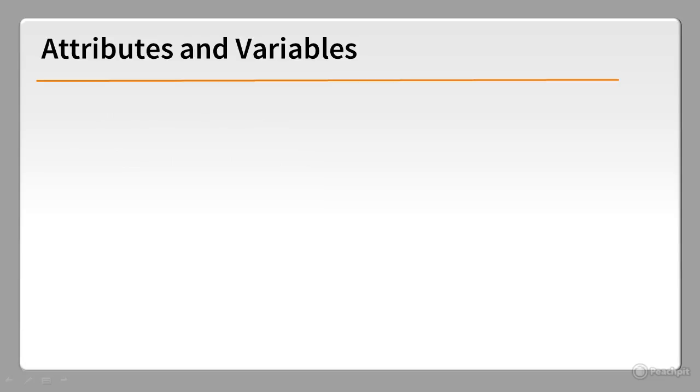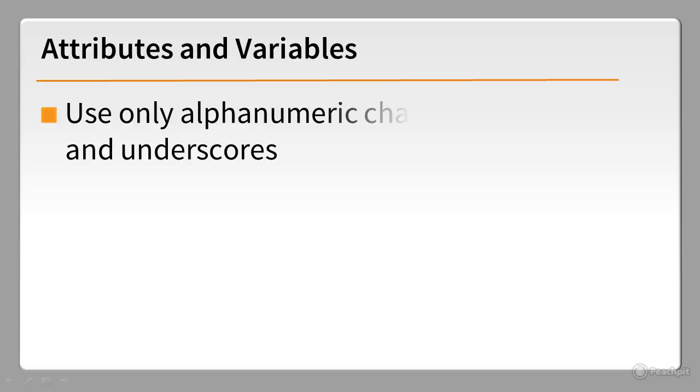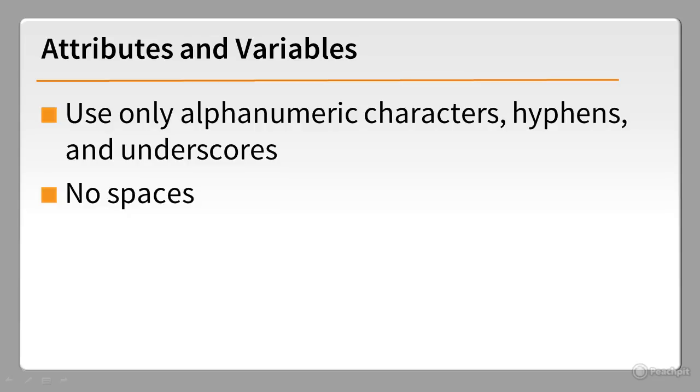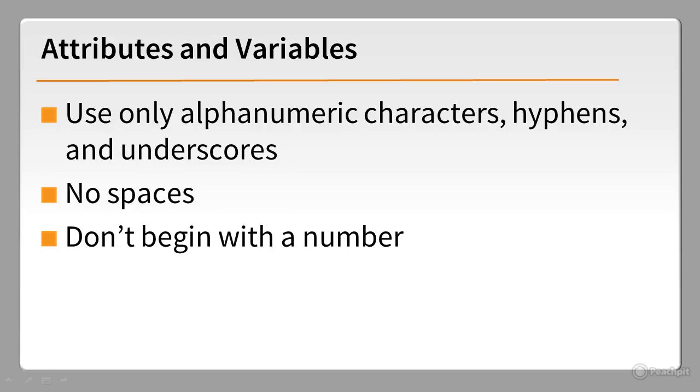HTML, CSS and JavaScript use many attributes and variables. The naming conventions are basically the same as for files and folders. Use only letters, numbers, hyphens or underscores. In other words, no spaces. Don't begin with a number or a hyphen immediately followed by a number.